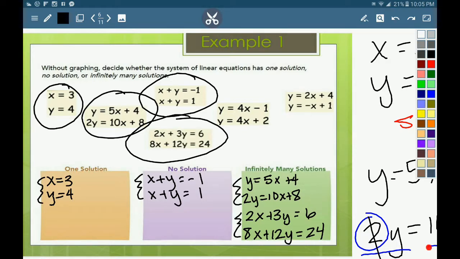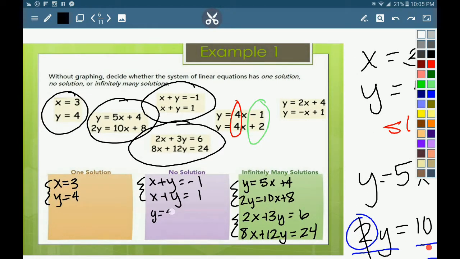They are already in y equals mx plus b. So I'm just going to compare. I've got the same slopes, but I've got different y-intercepts. That means the lines are parallel. So I'm going to write that one under no solution.